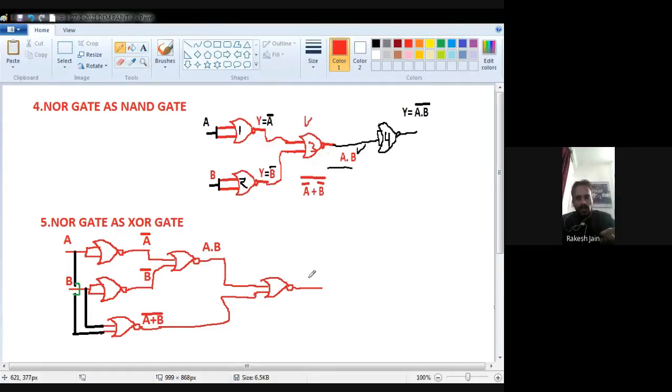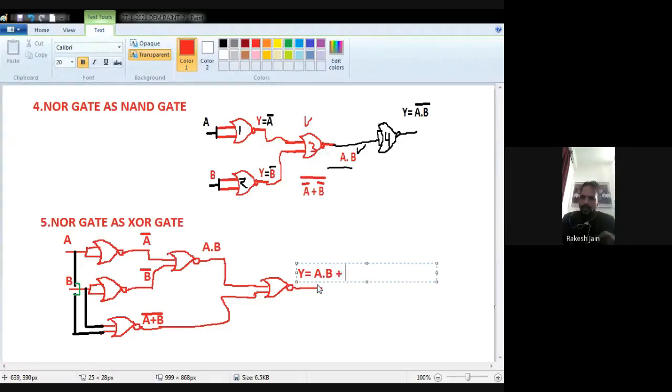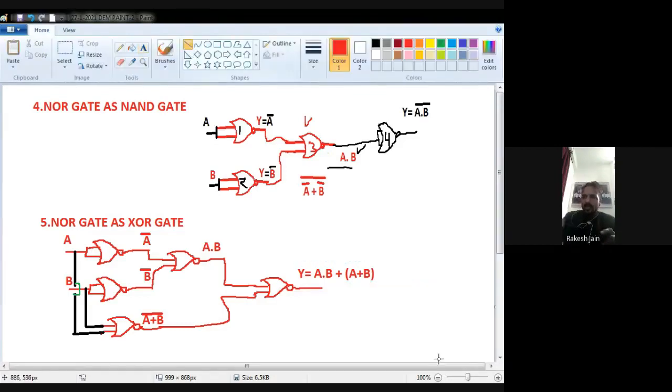Okay, this is a NOR gate. So what is the output of this final NOR gate? First input plus second input, having a total bar. So this is my final output. So I realize here Y is equal to, first input is A dot B, then plus the second input, which I put in brackets, A plus B having a bar already. So this is my second input. First input plus second input, all having a bar.